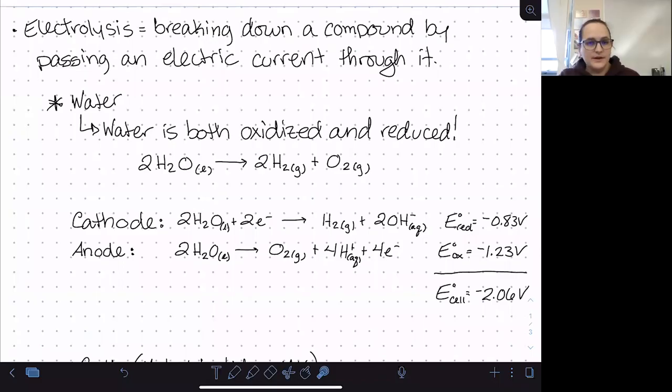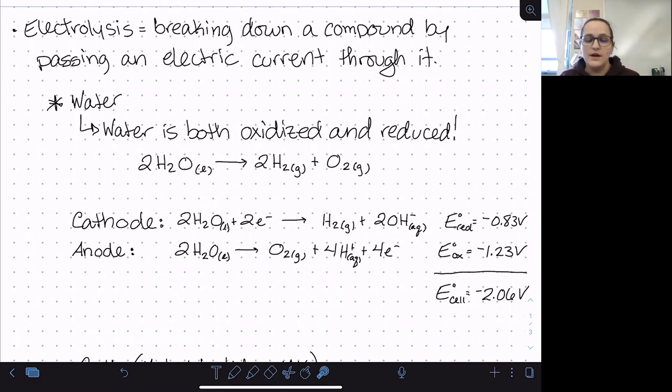The next review request was about electrolysis, which is just the breaking down of a compound by passing an electric current through it. So usually this is going to produce elements, pure elements. And I talked about two different kinds of electrolysis. The first was electrolysis of water. So this is really just one specific reaction, and it happens to be particularly important in a couple different settings.